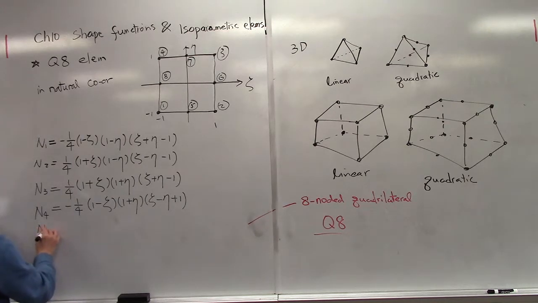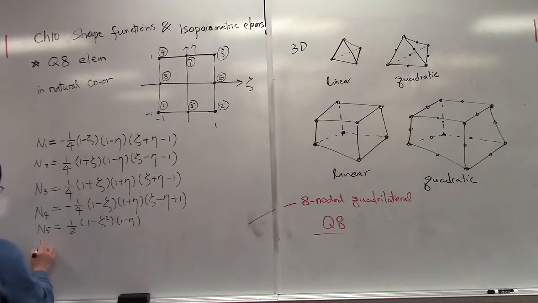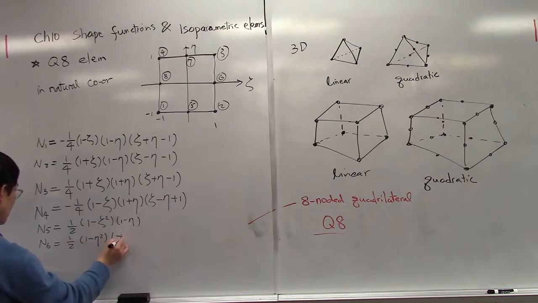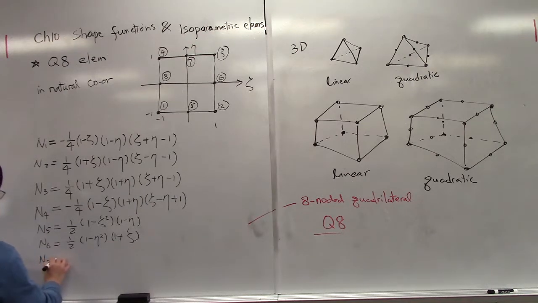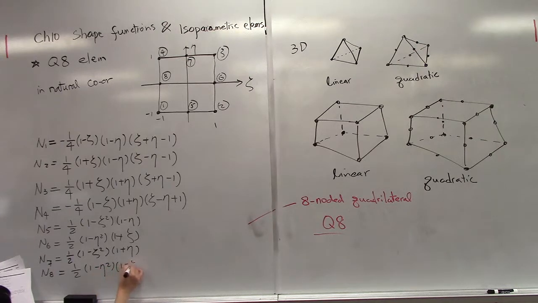And also N5 is equal to half, 1 minus zeta squared, 1 minus eta. And N6 is equal to half, 1 minus eta squared, 1 plus zeta. And N7 is equal to half, 1 minus zeta squared, 1 plus eta. And N8, so this is N7, is equal to half, 1 minus eta squared, 1 minus zeta. Okay, that's all the 8 shape functions.